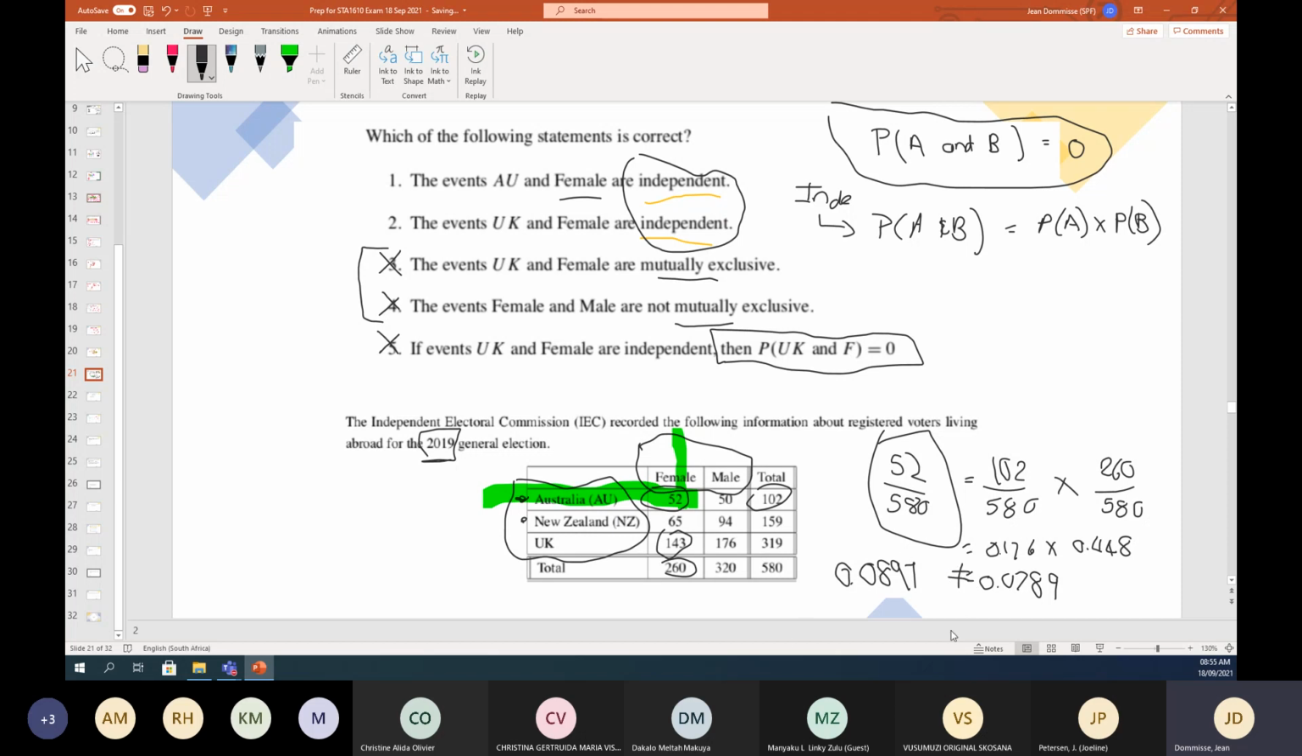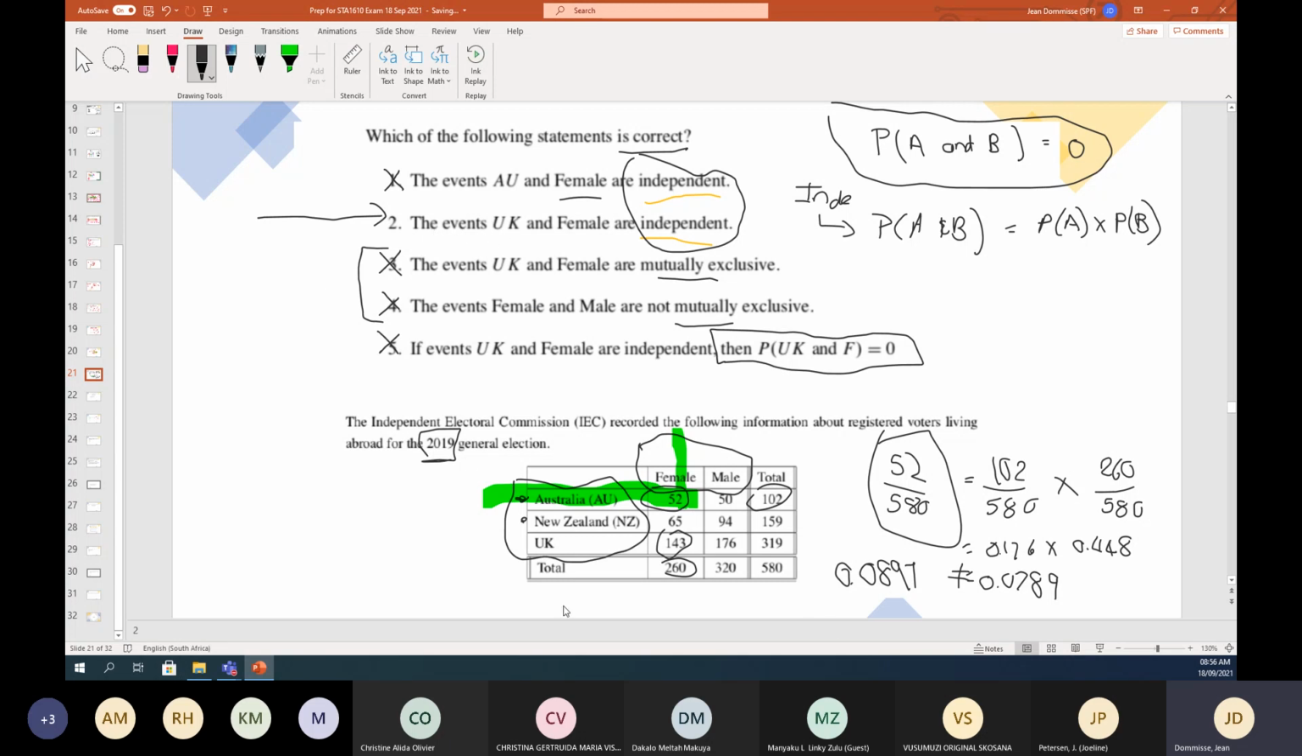Okay. One can very easily make that mistake in the exam again because you've got the 7, the 8, and the 9. But okay, so those two are not equal. So the events AU and female are not independent. So we're still looking for the correct one. So that is not correct. So that one will be correct. But let's also work it out.